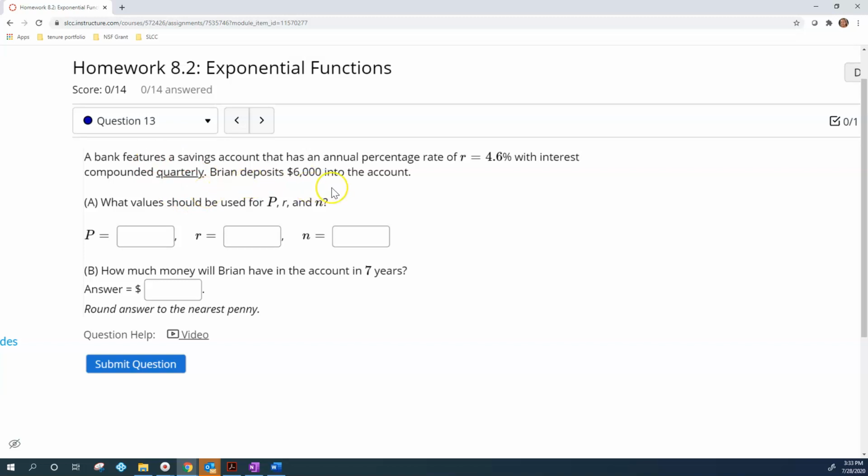And it says Brian deposits $6,000 into the account. What value should he use for P, R, and N? So meaning on this, we've got to kind of look at this. P is just his principal, right? So he deposits $6,000 into the account. But the interest rate isn't just going to be this 4.6%, because that's what it would be annually, but it's being compounded quarterly.